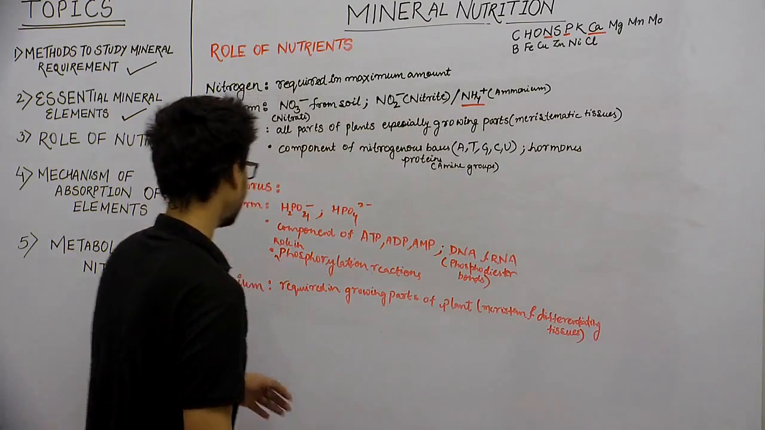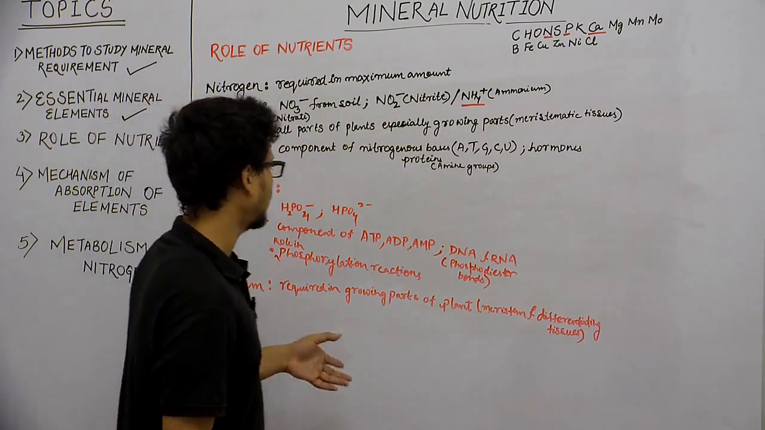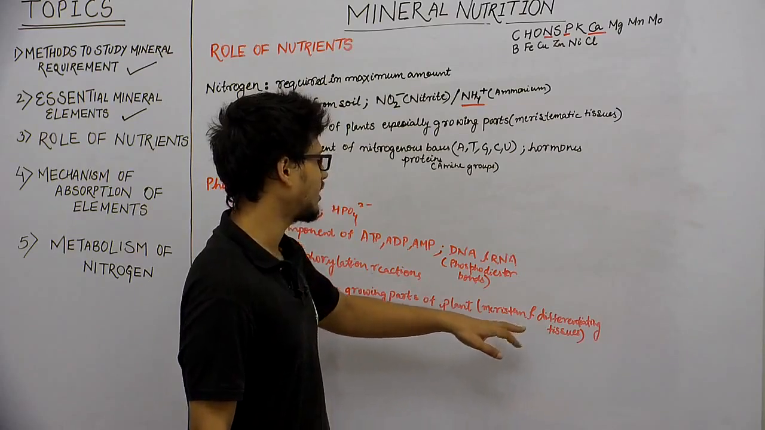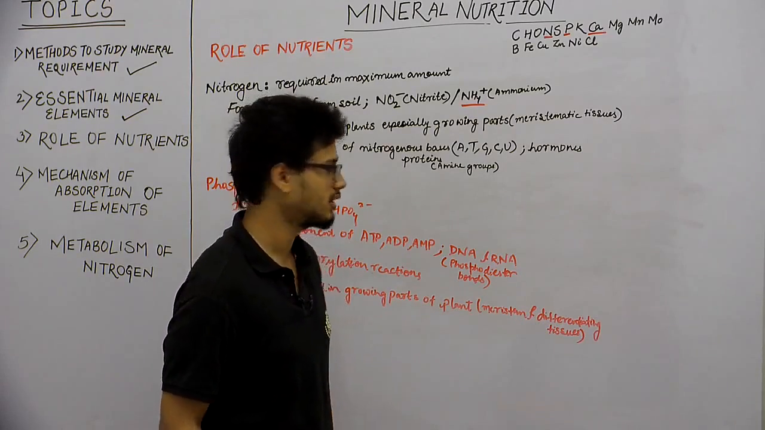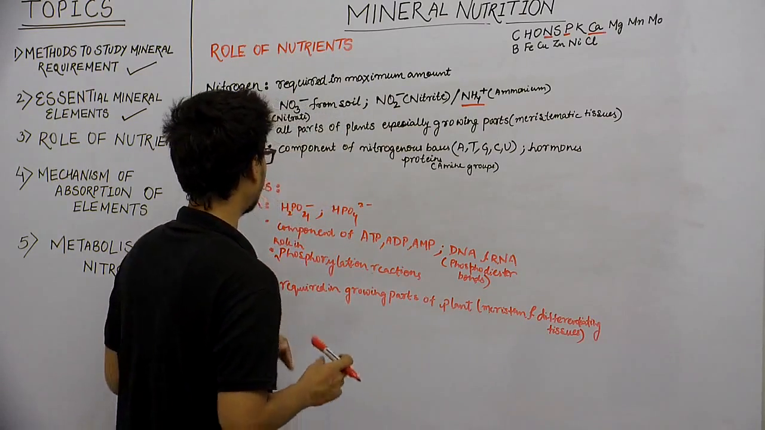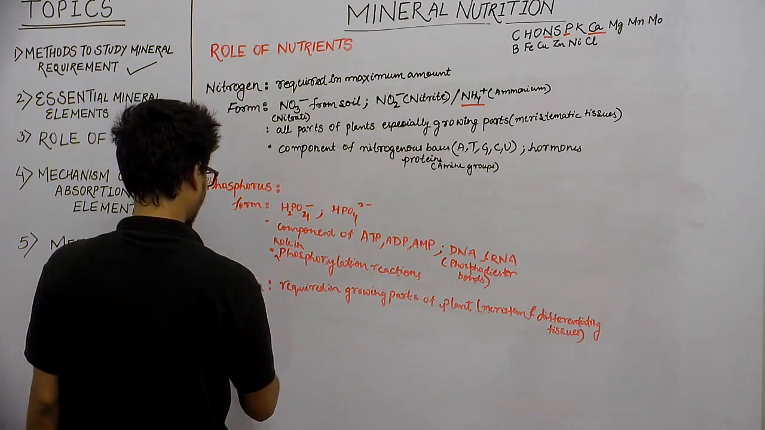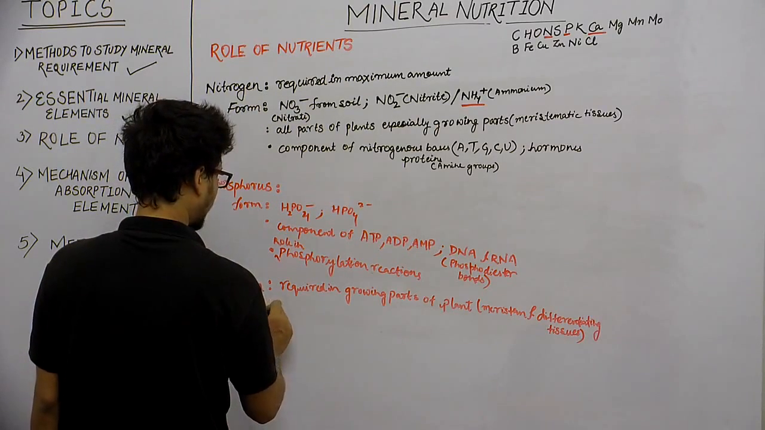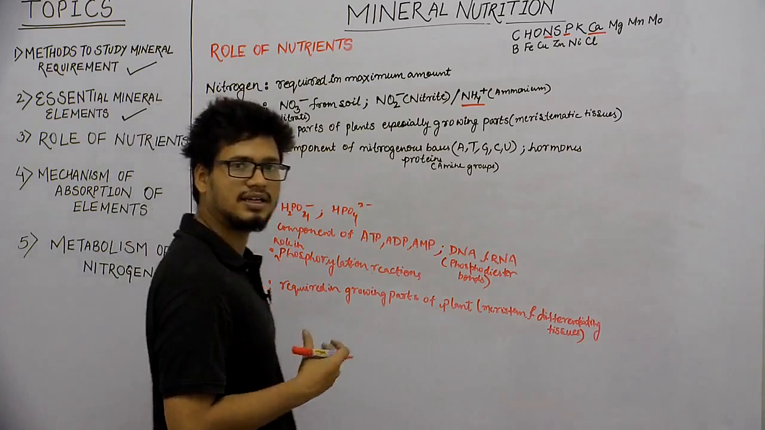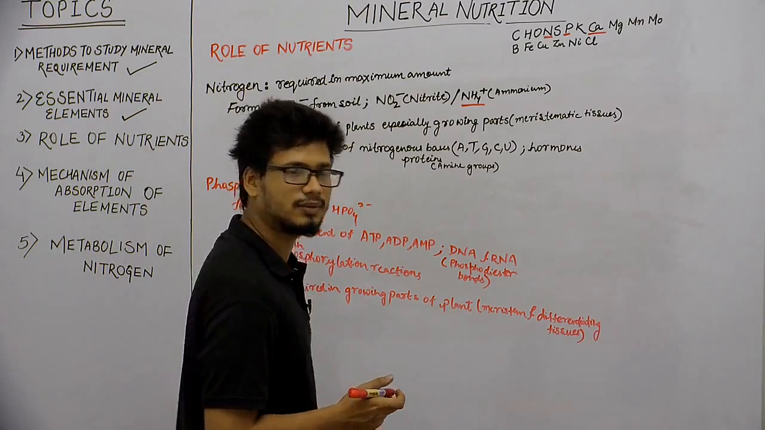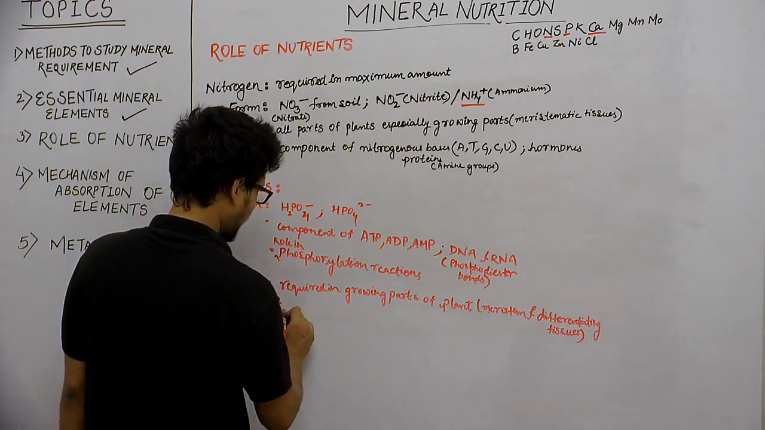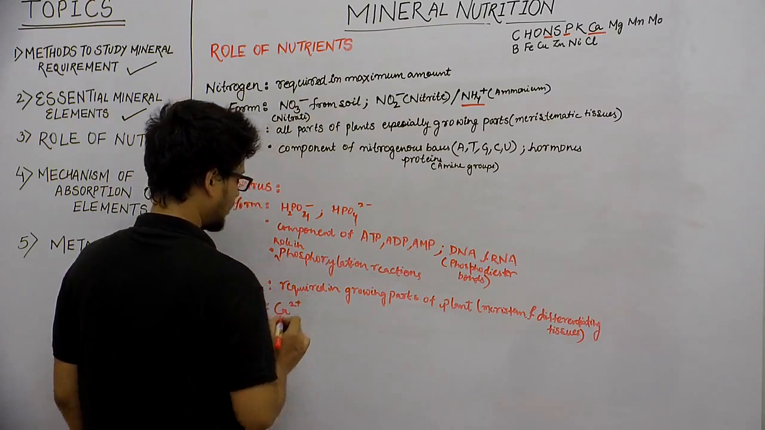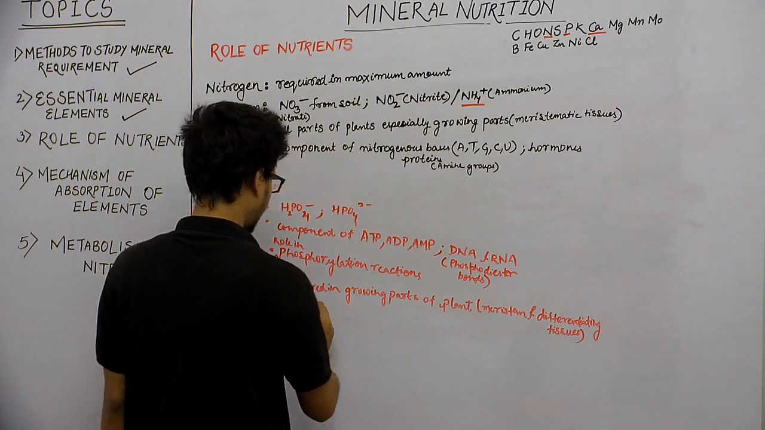Okay. So calcium is required in growing parts of the plant like meristem and differentiating tissues. वो जो form होता है, this form it is absorbed. That form is of a divalent cation that is known as calcium ion. Okay, that is Ca2+ divalent cation. So we'll write it.